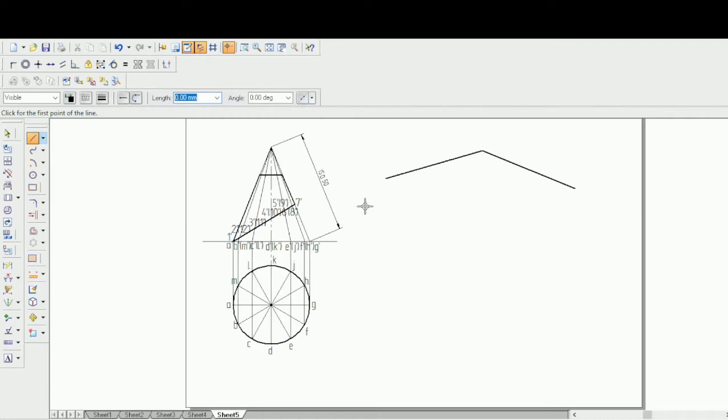For that, the formula is theta equals small r divided by capital R multiplied by 360 degrees. Small r is the radius of the circle. The diameter of the circle is 50, therefore the radius is 25. Capital R is the length we just measured, which is 65. So 25 divided by 65 multiplied by 360 degrees gives 138.46 degrees. So 138.46 degrees has to be the angle in between.